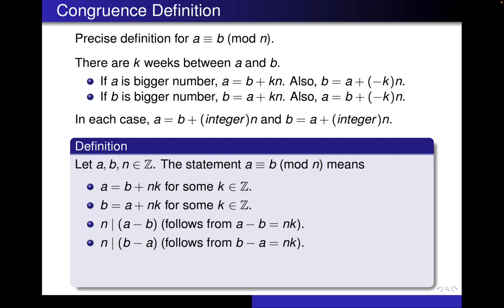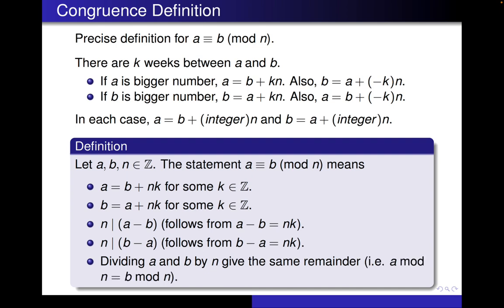And then the last one, and this one may not be totally obvious, but it is certainly something that you looked at back in Math 225. If you divide a and b by n, if you divide each of those two numbers individually by n, and look at their remainders, when they have the same remainder, that is when they're congruent mod n. And if we want to say this in terms of the mod operator, that says that a mod n and b mod n are exactly the same number. So a mod n is equal to b mod n.